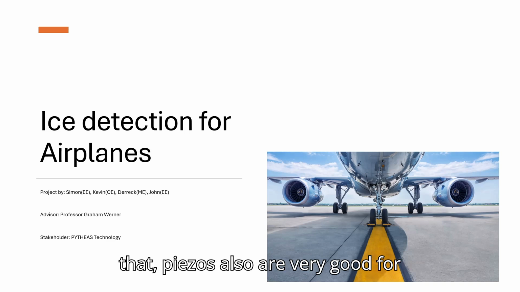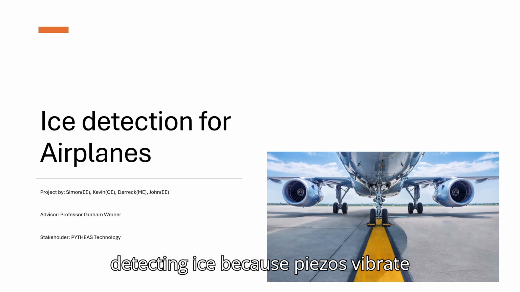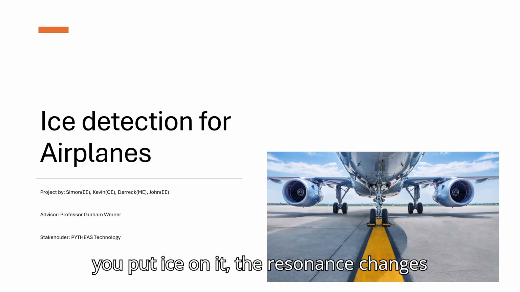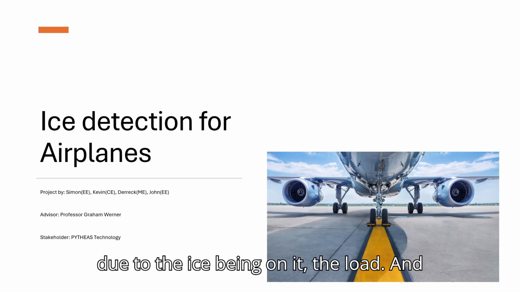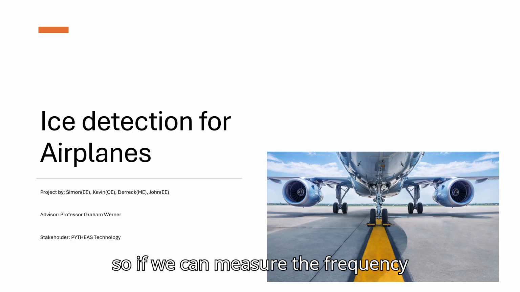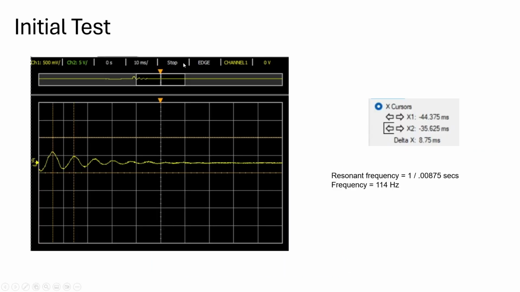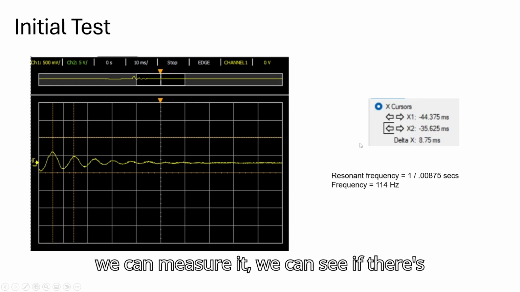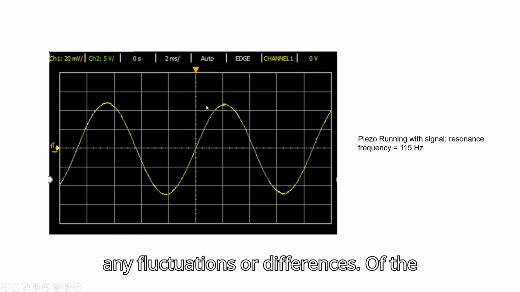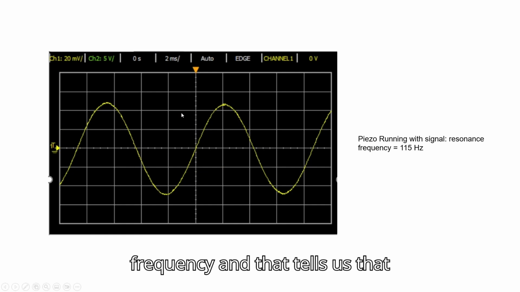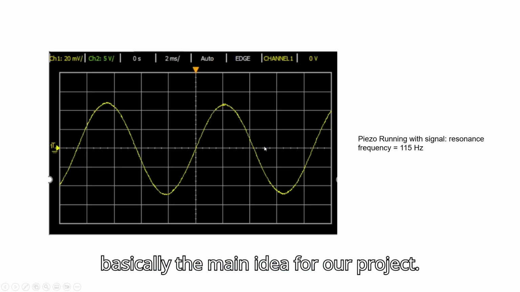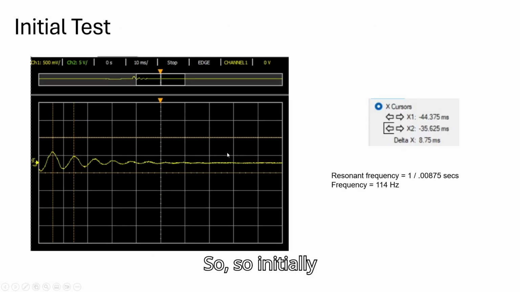And in addition to that, piezos also are very good for detecting ice because piezos vibrate at a certain resonant frequency. And when you put ice on it, the resonance changes due to the ice being on it, the load. And so if we know the resonance frequency and we can measure it, we can see if there's any fluctuations or differences of the frequency, and that tells us that there's ice on our plane. So that's basically the main idea for our project.